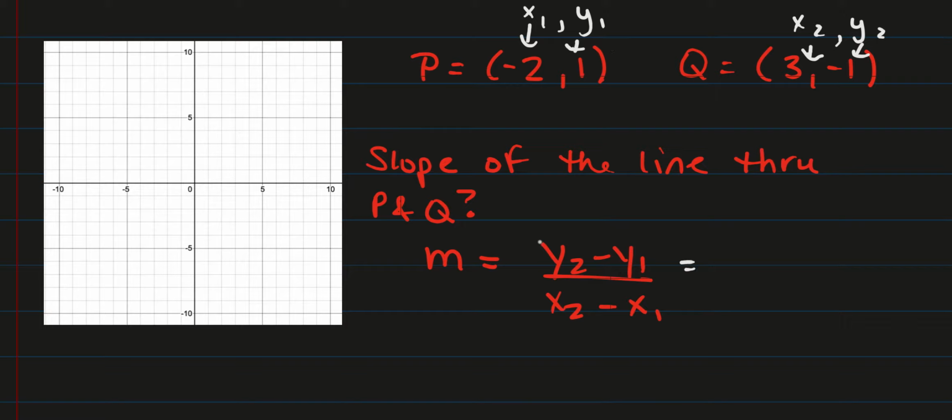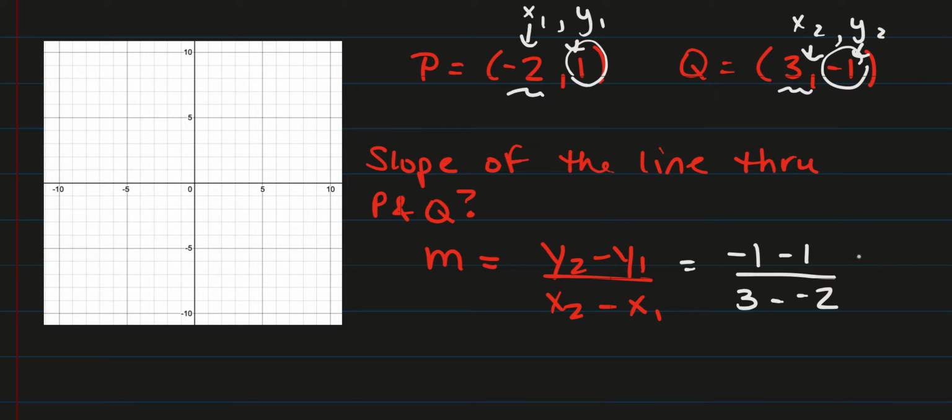Okay, so let's plug all this information in. So y2 is negative 1 minus y1. Let me just make sure that's right. So negative 1 minus 1, and then we take 3 and subtract a negative 2. So 3 minus a negative 2. What do we get? Well, on the top we get a negative 2, and on the bottom it becomes a plus, and this is a 5. So negative 2/5.